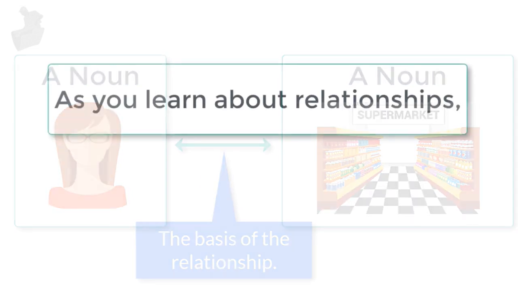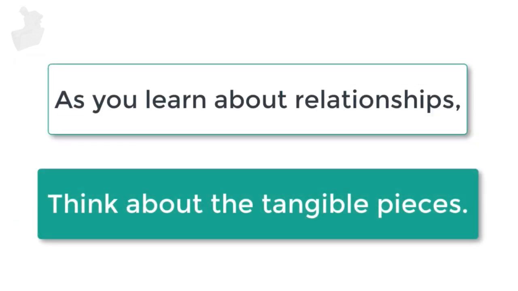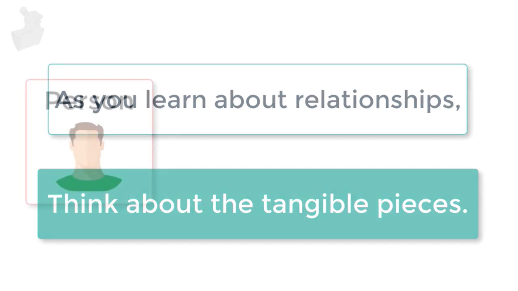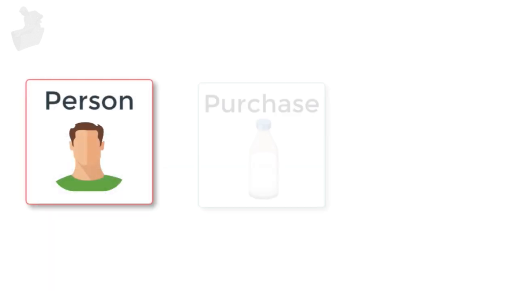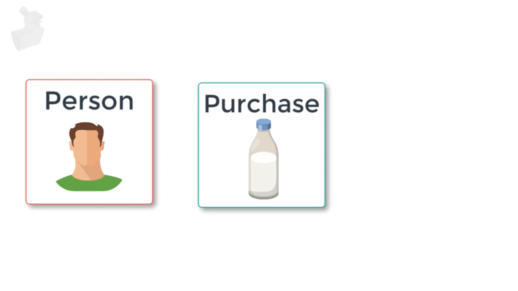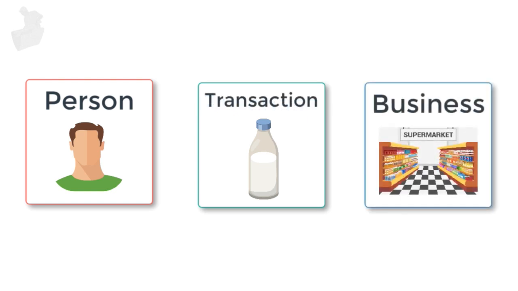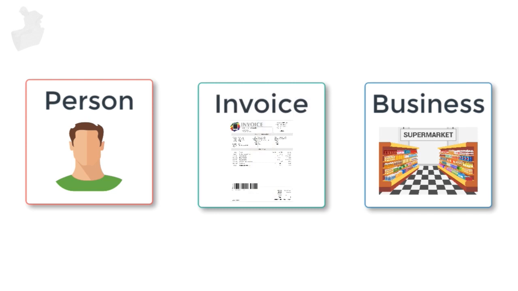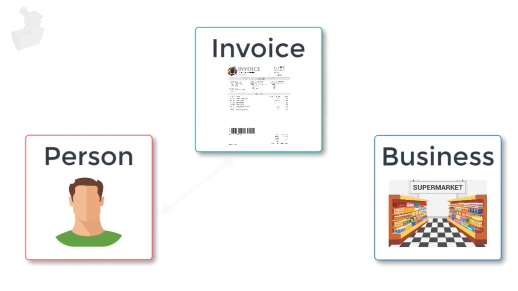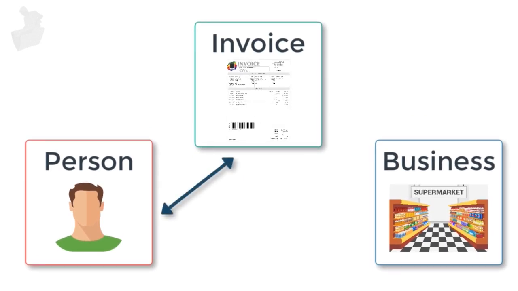So as you learn about relationships, think about the tangible pieces. Think about the people. Think about a purchase they make. If they make a purchase, then that is a transaction. What is a transaction? It might be an invoice, and that invoice might result in a receipt. So what would the relationships be? Well, somehow the person is connected to the transaction, right? And the transaction is connected to the business. You have to be capable of mapping out the basic elements to make all this work.